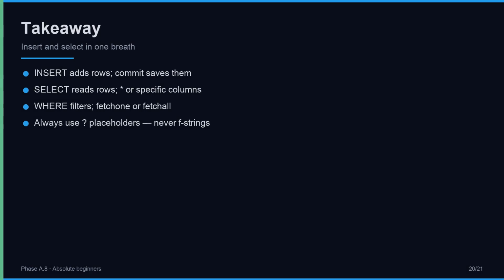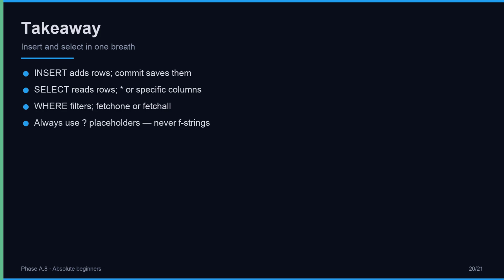Insert adds a row to a table, and commit writes it permanently to disk. Select reads rows back, either all columns with star or specific columns by name. Where filters rows by a condition, so you get exactly the slice you need. fetchone returns a single row, fetchall returns the full list, a for loop walks rows one at a time. And always use question mark placeholders for values, never build SQL with f-strings. That is the foundation of every data-driven script.